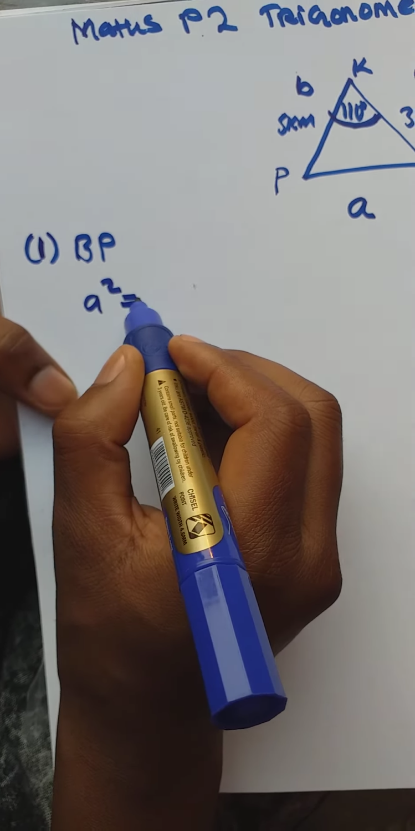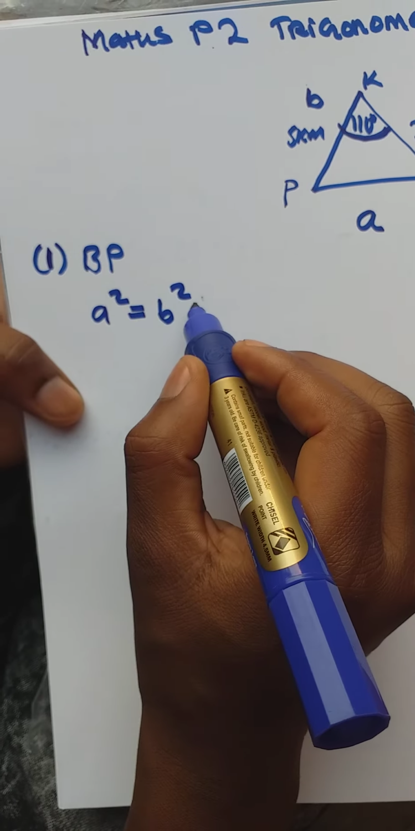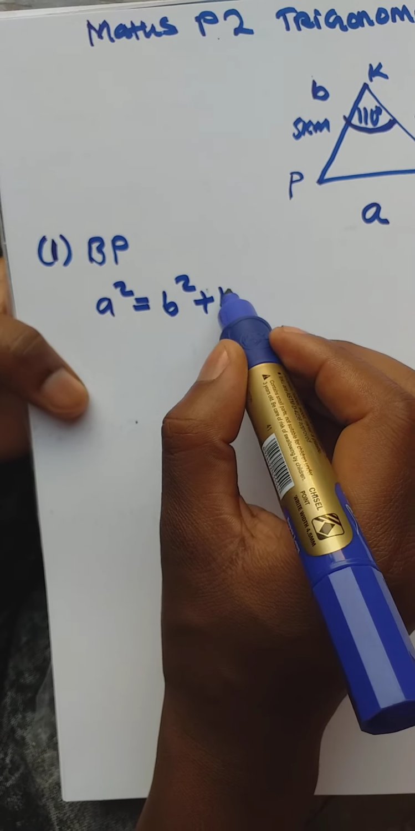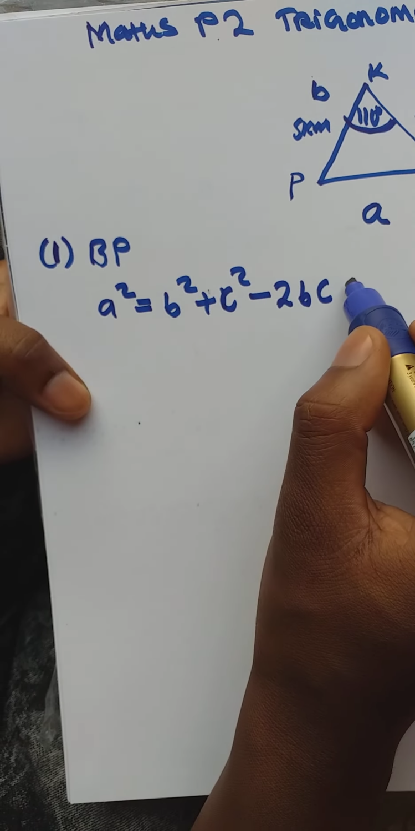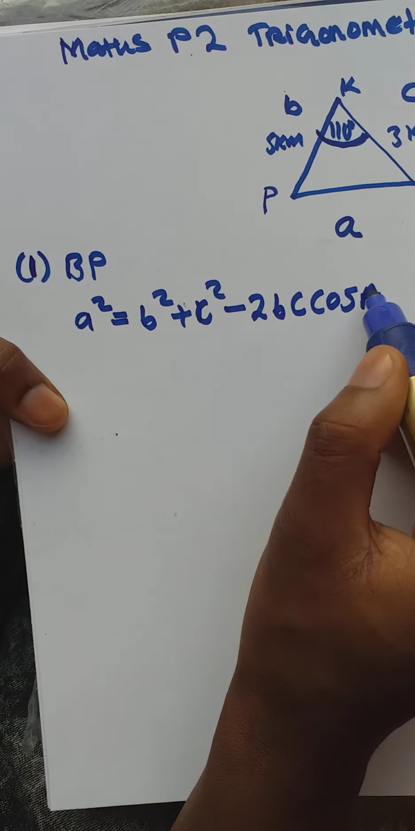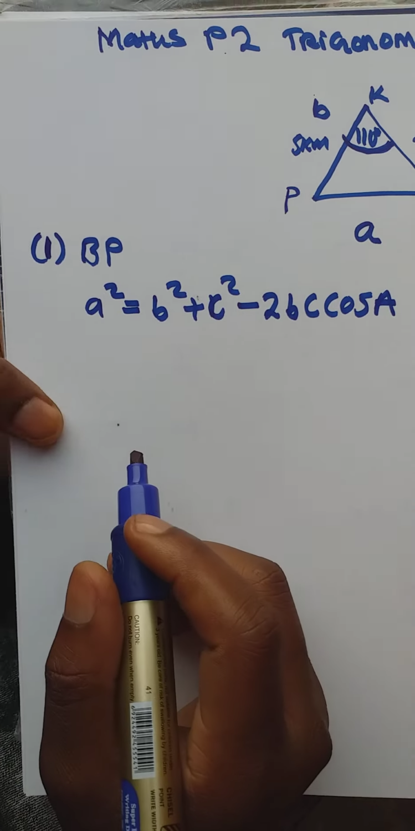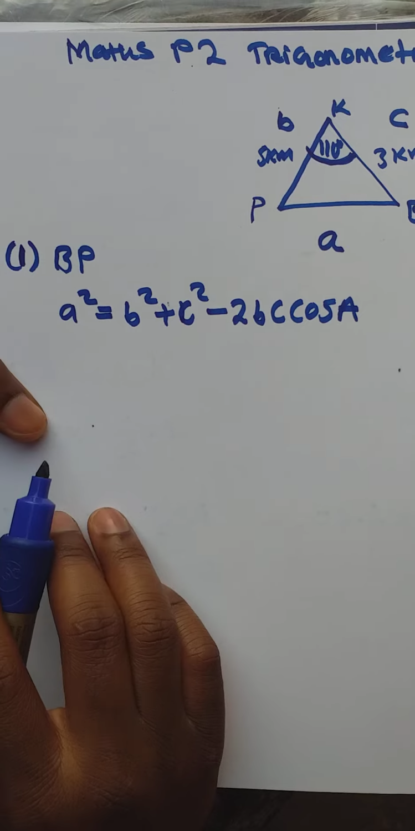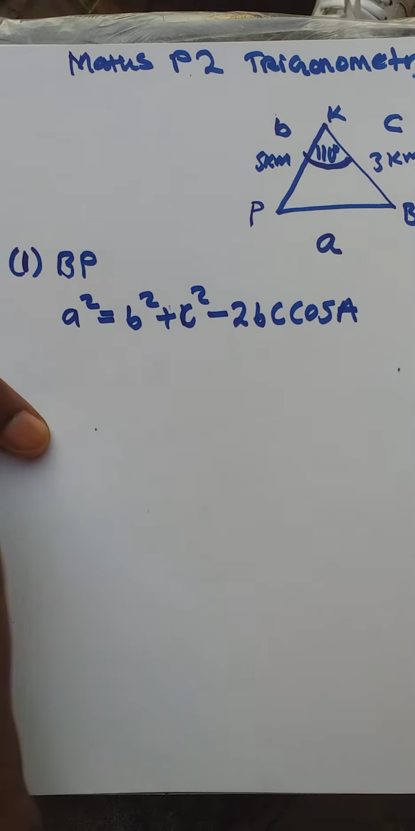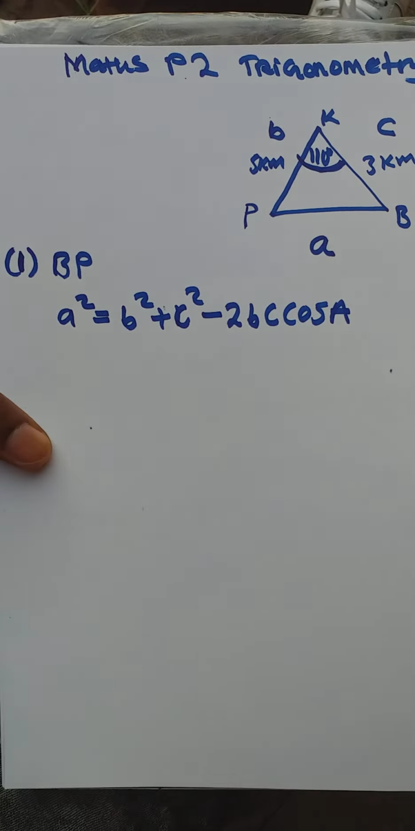A squared equals B squared plus C squared minus 2BC cos A. So this is the formula for the cosine law. If you can't have it in your head, do not worry, because it is always given once you turn the cover page. So let's start the replacement.